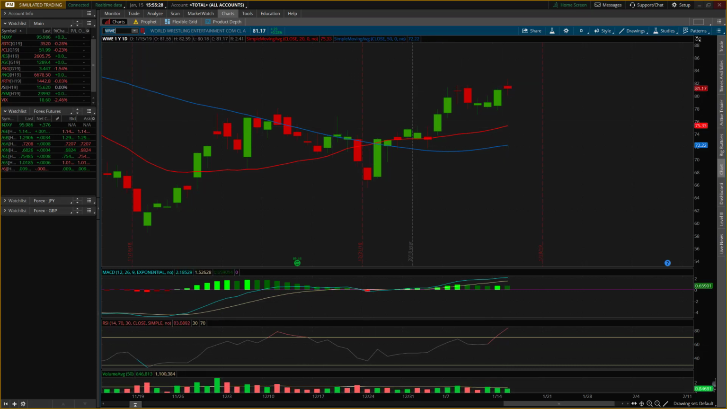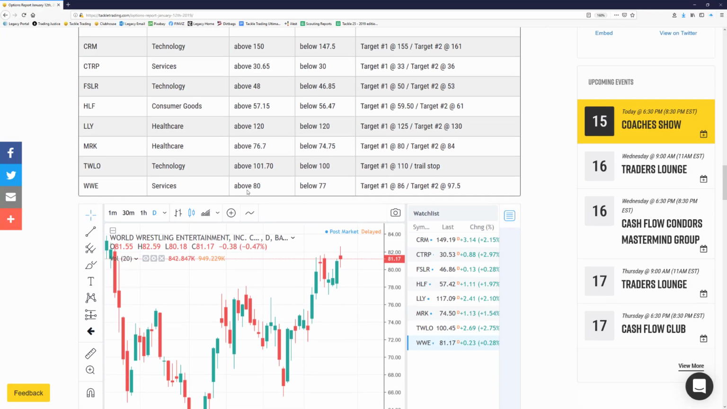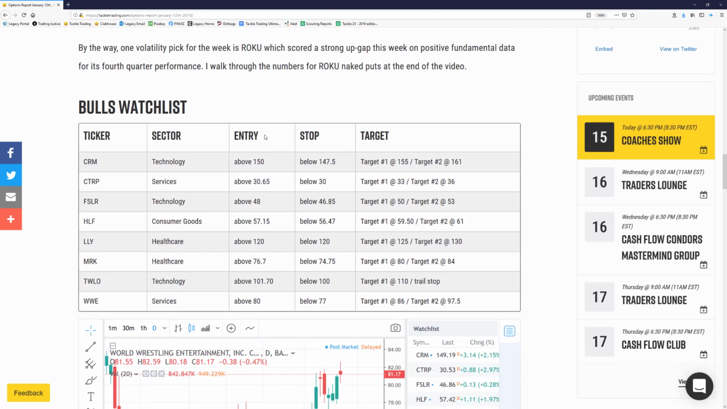Now, coming back to the Tackle website, let's go ahead and get our orders here. So our entry order was anything above 80. You can see it already triggered here. So we're going to trigger above today's high. Our stop loss was below 77. And our targets were 86 by 97.5.